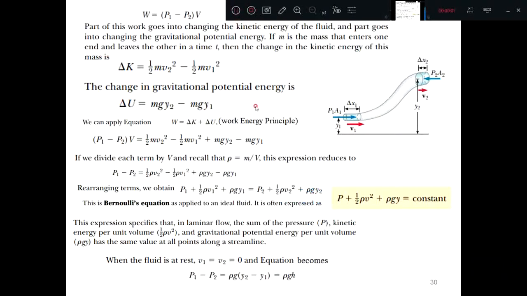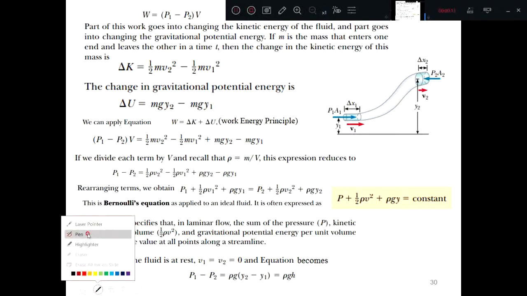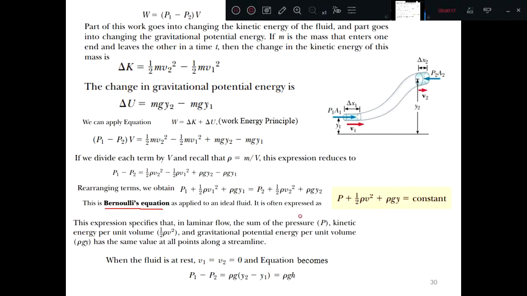In the previous session, we have derived Bernoulli's equation, that is, Bernoulli's equation of motion for the fluid. The equation we have derived is P plus half rho V square plus rho g y is equal to constant.